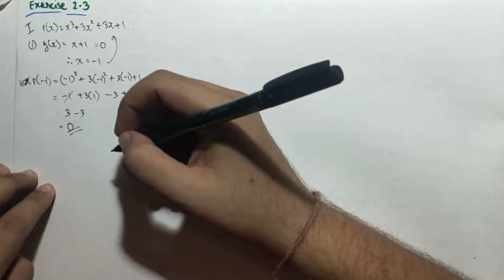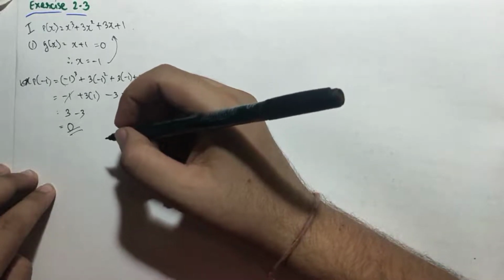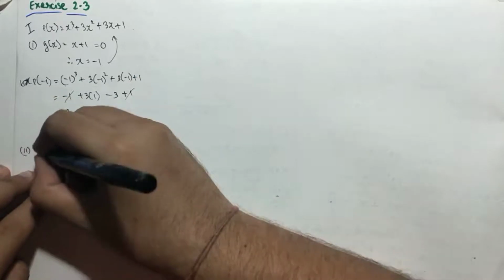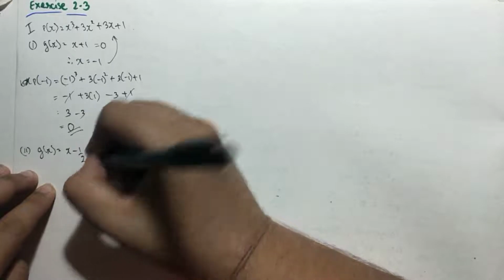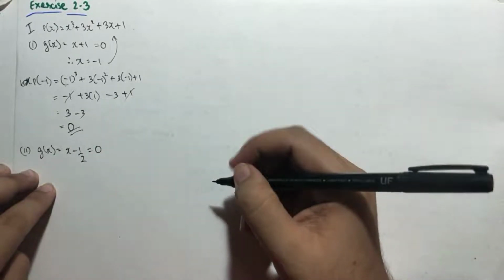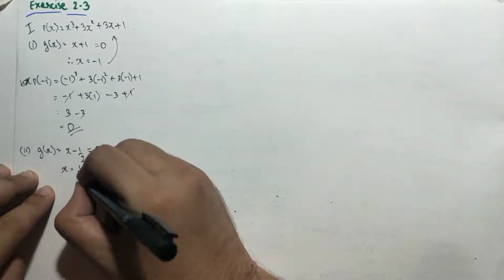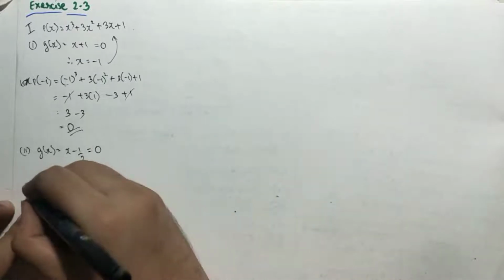There are 5 questions of this. Let us do right now, everyone. Second, g of x given to us is x minus half. I will equate it to 0. So x will be equals to plus half, plus 1 by 2.